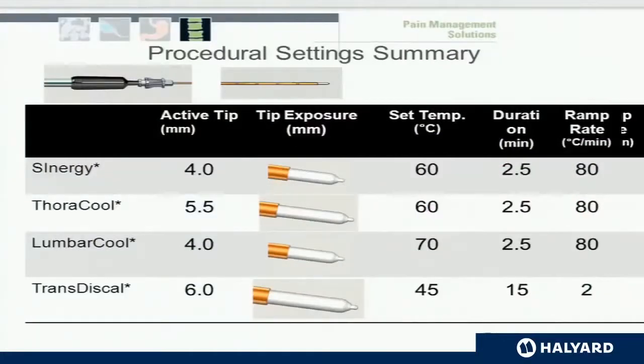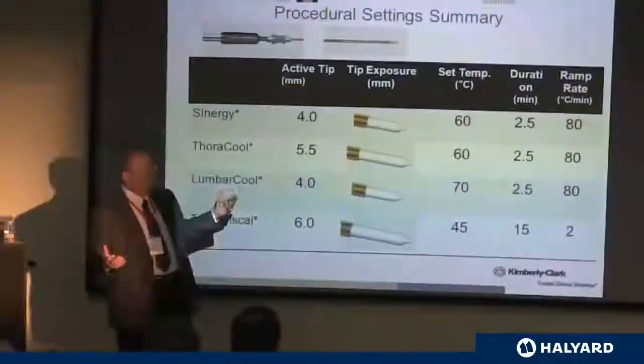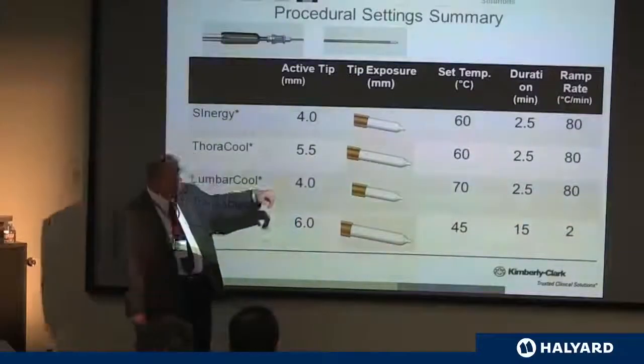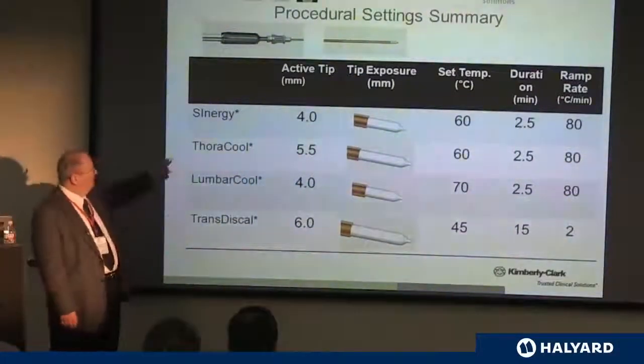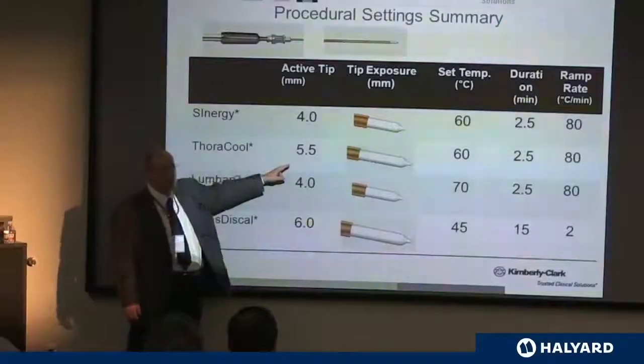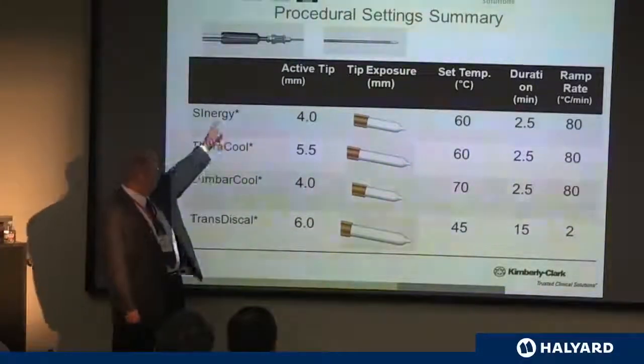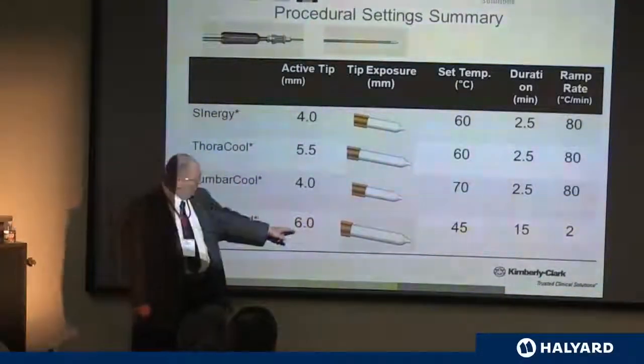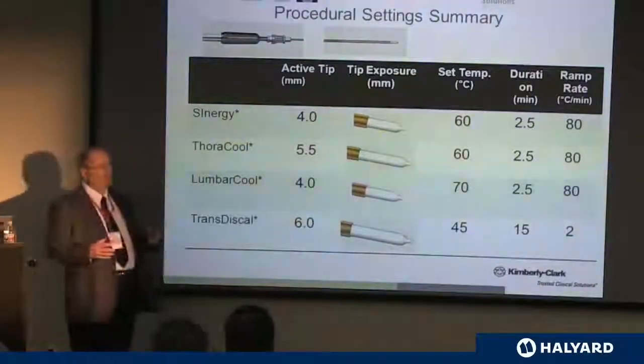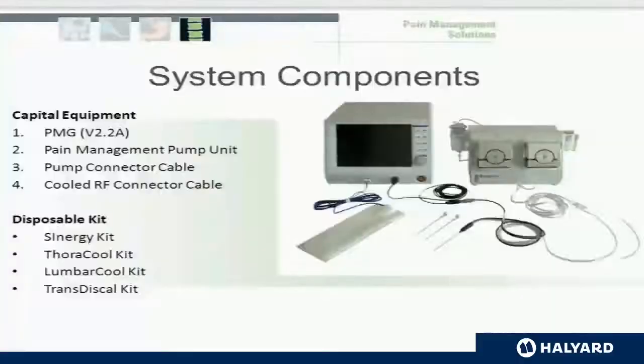So just as a quick summary, there are four techniques that are going to be taught today. The Synergy has a 4 millimeter active tip, a standard set temperature of 60 degrees. So when you just turn on the generator, it would be 60 degrees, 2.5 minutes, and a ramp rate of 80 degrees centigrade. Thoracool has a larger tip because the anatomy calls for a larger lesion. Again, Lumbricool is much more like Synergy. Transdiscal has our largest tip, so that we can get a much larger lesion in the disc. And again, these are the system components we have on display here if you have further questions: the generator, the cooling pump, the delivery set, the probe.